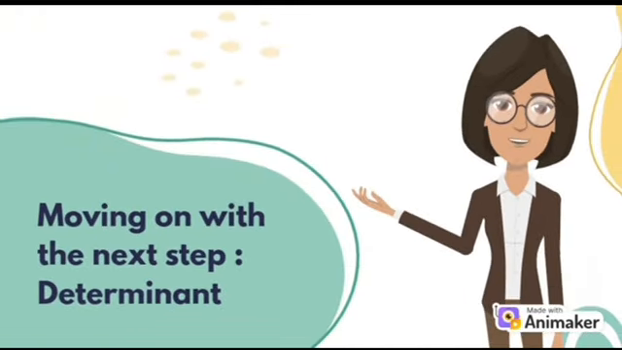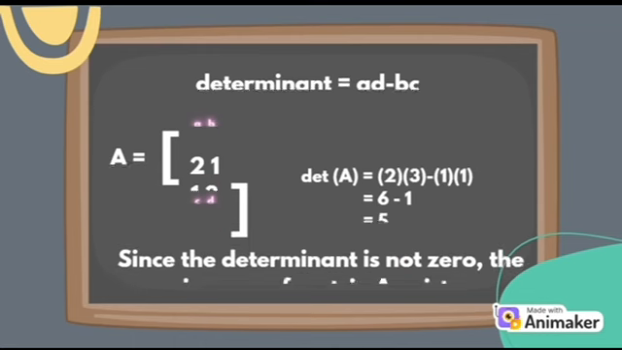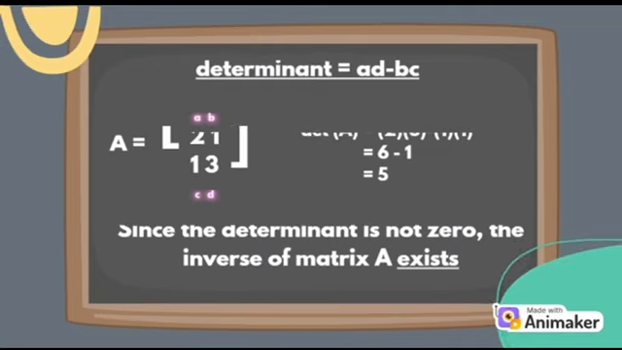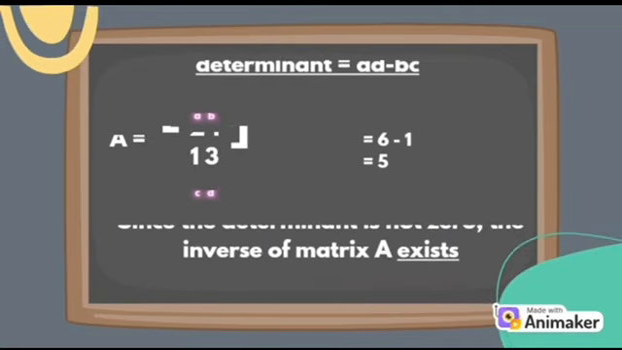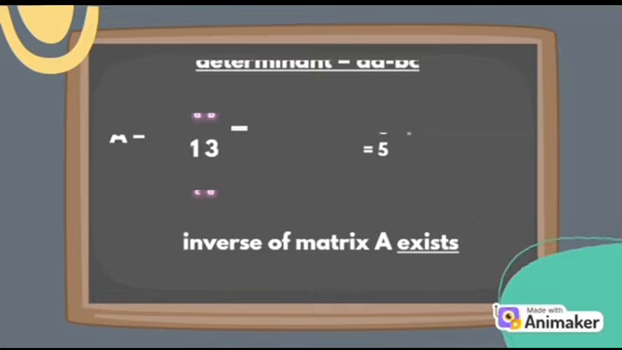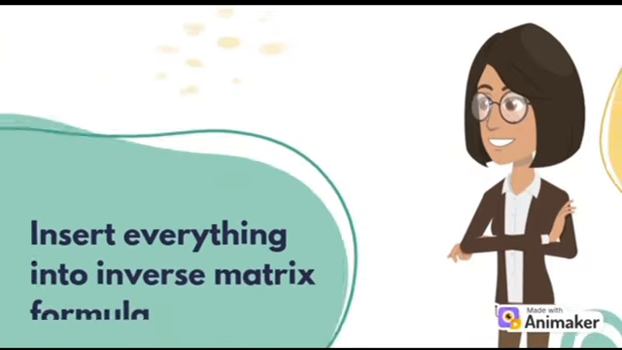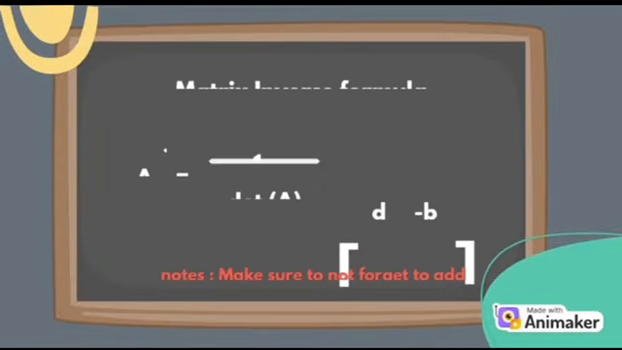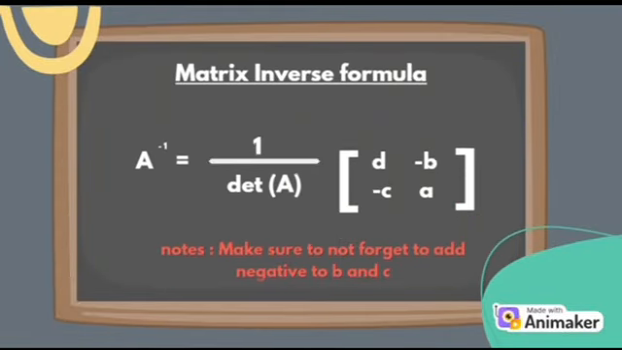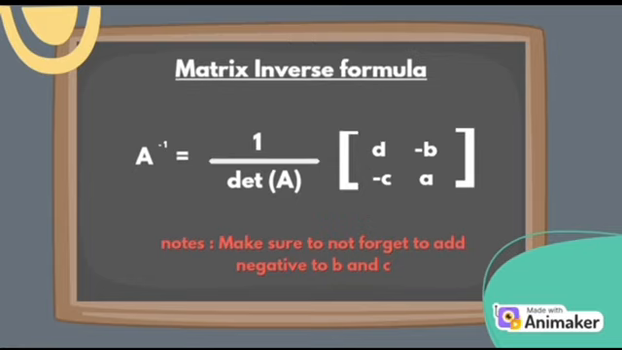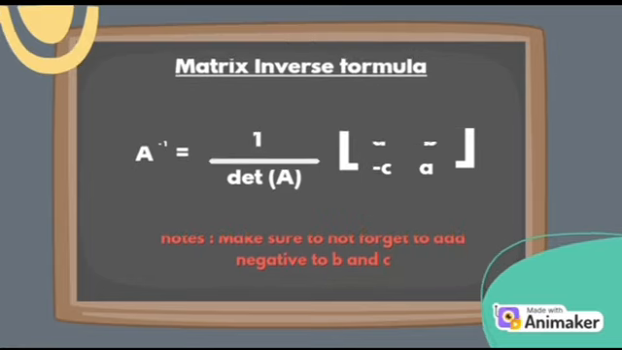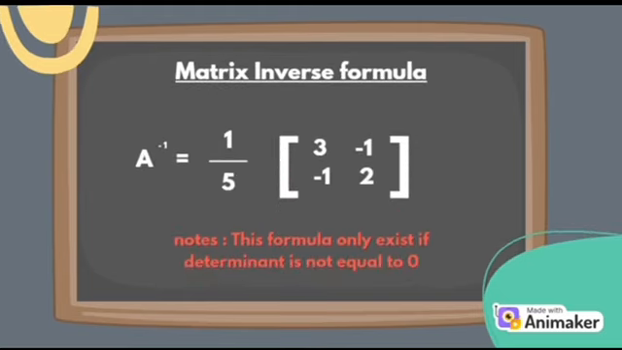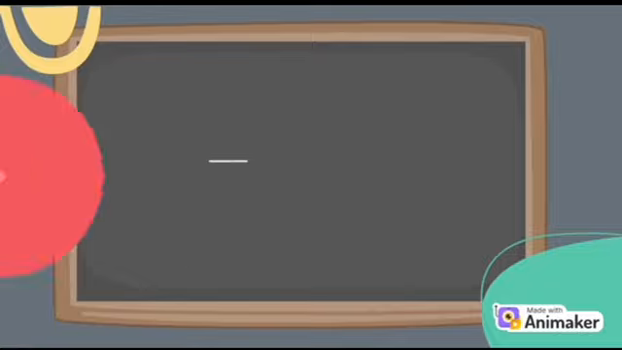So, let's move on to the next step, which is determinant. The formula is AD minus BC, so just take it from the matrix A and we got 5. Since it is not 0, the inverse of matrix A exists. Next, we have to insert everything into the inverse matrix formula. So you guys have to remember this formula. Don't forget to add negative to the B and C. Next, substitute all the input, and also this formula only exists if determinant is not 0.